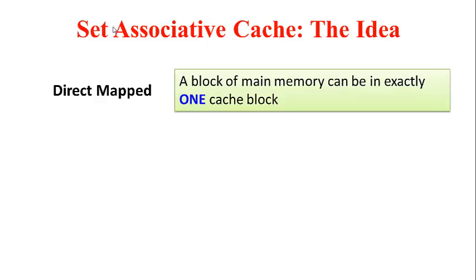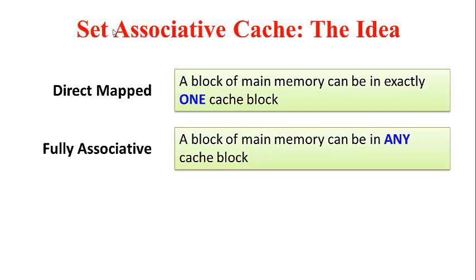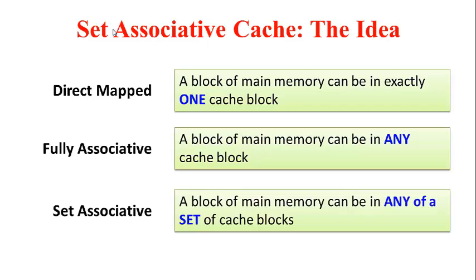So in direct map, we had one block of main memory mapping to exactly one cache block. That is, it can be found in exactly one cache block. In the case of fully associative, a block of main memory can reside in any cache block. With set associativity, we are going to take a middle path. We are going to say that a block of main memory can now be in any of a set of cache blocks. That looks like an interesting approach. Let's see how we can make it work.